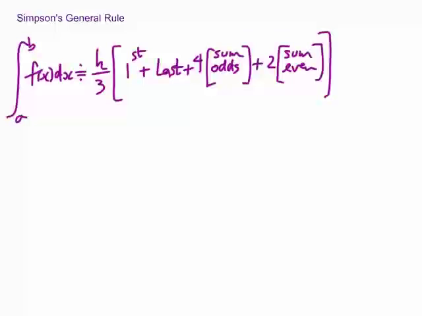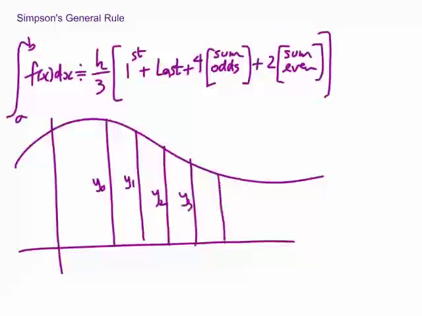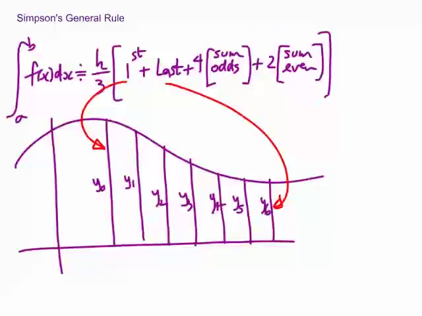Being n strips. So in this case, let's have a quick look. Let's draw up a function. Here we are. Let's call that y0, y1, y2, y3, y4, y5, and y6. Now you see we have to have an even number of strips for Simpson's rule. So let's have a quick look. The first one is here, and the last one is over there. They're the heights we'll be looking at.